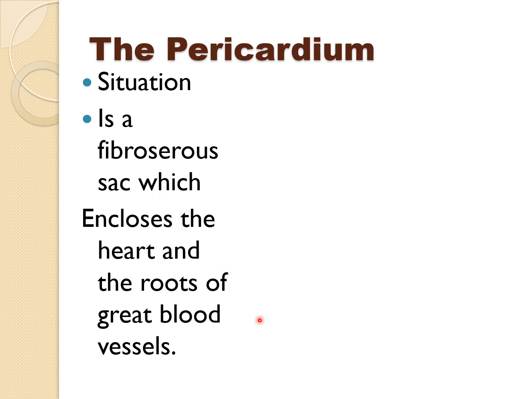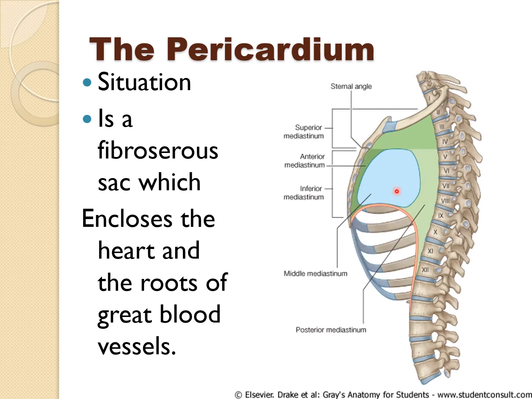You see this diagram? Here there is a pericardium. So it covers the outer surface of the heart including the great vessels. Not only the heart, it includes the heart and the root of the great vessels. So pericardium is a conical fibroserous sac which contains the heart and the root of the great vessels attached to the heart. It is situated in the middle mediastinum behind the body of the sternum and second to sixth costal cartilage.